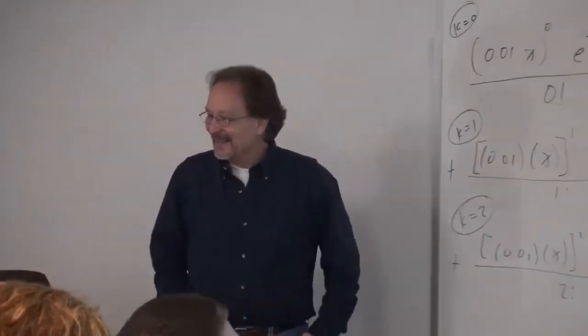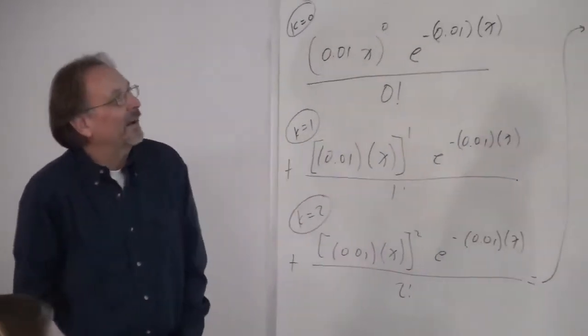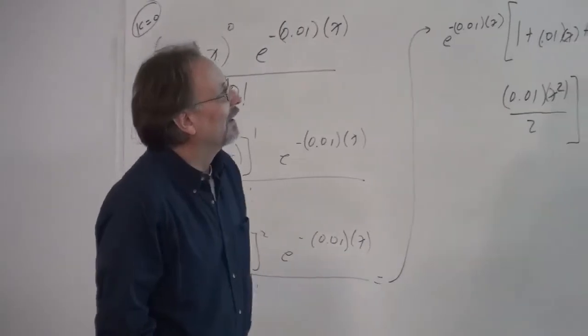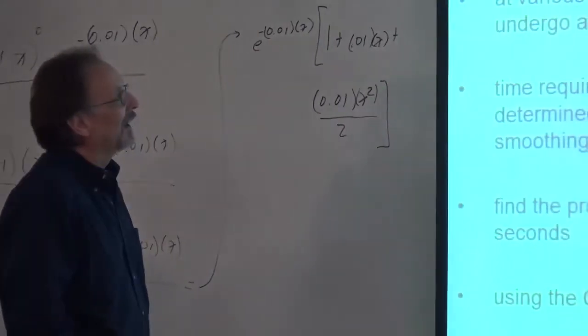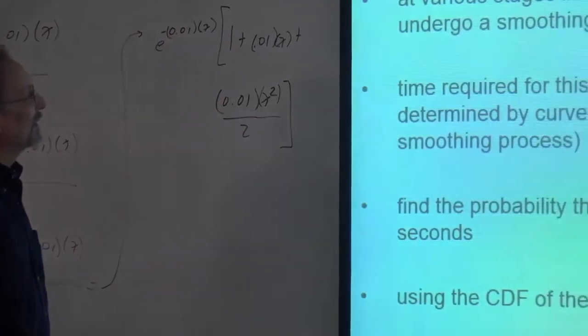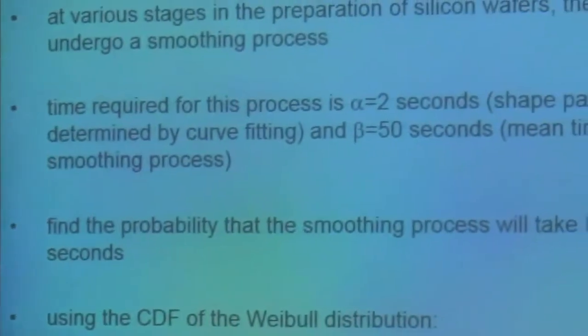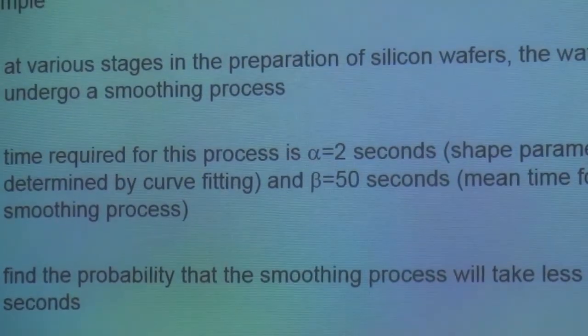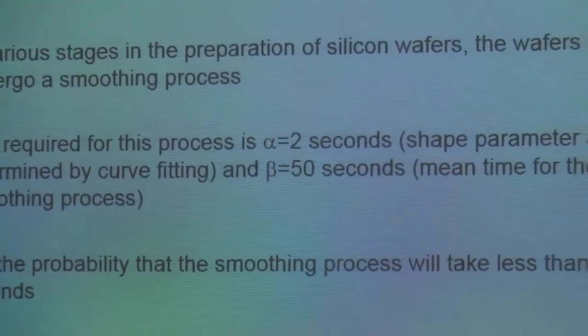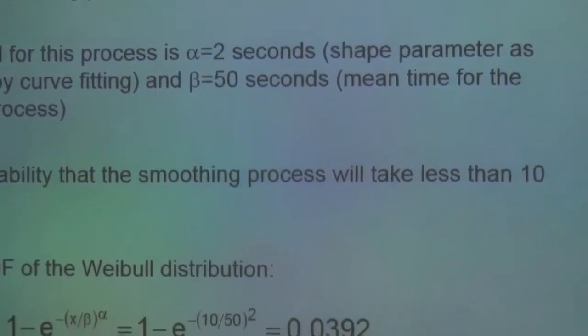And this is an example. I'm thinking of changing this, but this is the adjustment of the shape parameter to silicon wafers and the time required for the process. It's kind of a plug and chug example, but it gives you something that will show you an application.